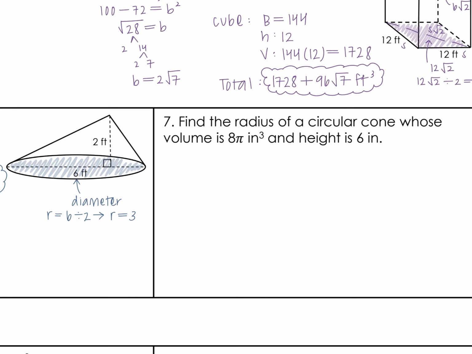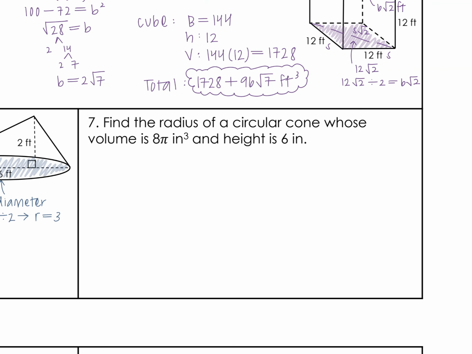Okay, moving into number 7. For number 7, we have: find the radius of a circular cone whose volume is 8 pi inches cubed, and we have a height of 6 inches. So we're going to plug into our formula. Our volume is equal to 1/3 our capital B times our height.